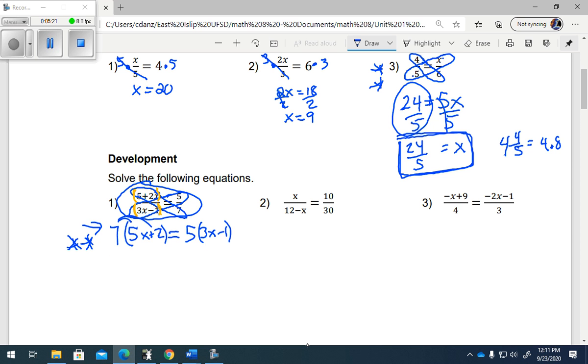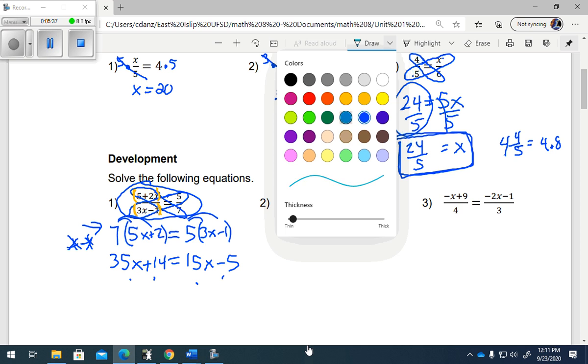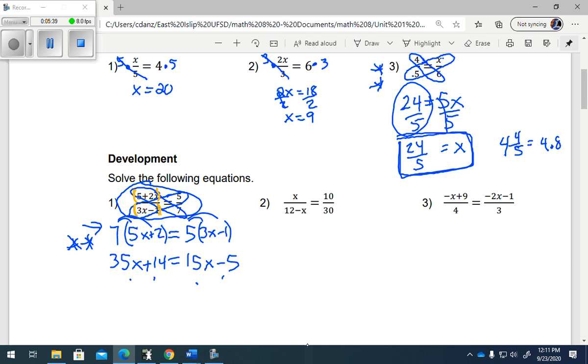So if we distribute, you get 35x plus 14 equals, we'll distribute again, 15x minus 5. So there's two things on the left, two things on the right. Nothing can be combined, so now I have to start doing my opposites. Remember, they're called inverse operations. And I like to do my variables first, and I like to start on the right side. I'm going to subtract 15x from both sides so I can cross this off. I have 20x plus 14 equals negative 5.